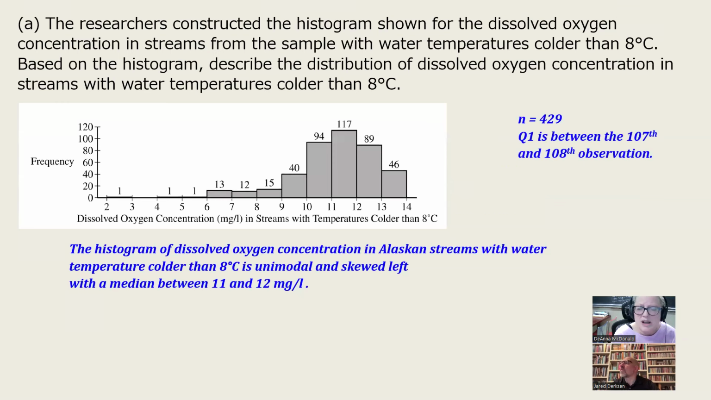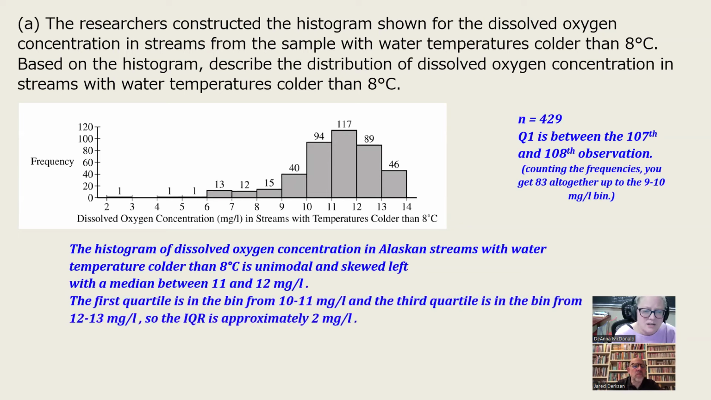And then for the first quartile, just because this is kind of fun for me, it's going to be between the 107th and the 108th observation. And I'm going to count up the frequencies to get to the 9 to 10 bin. And then the next bin over is where the first quartile is located. And then I would work my way backward and count from the right to find the third quartile. And that's between 12 and 13 milligrams per liter.